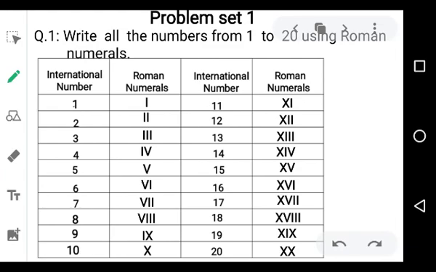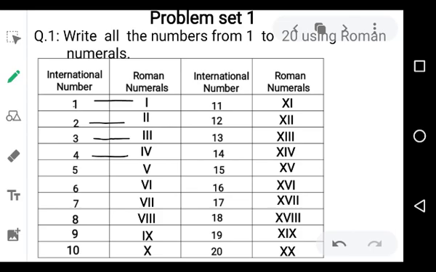Now we are starting with 1. 1 is written as I, and I can be repeated up to 3 times. So 2 will be written as 2 times I. 3 is written as 3 times I. For 4 we cannot write 4 times I. So 4 is 5 minus 1, where V represents 5 and I represents 1. So here 4 is represented as IV.